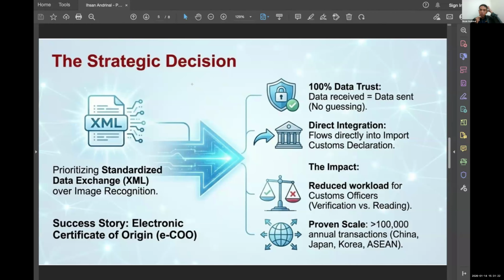Since 2020, we have processed over 100,000 transactions annually and have grown steadily every year with China, Japan, South Korea, and ASEAN partners. This proves that for the G2G context, standardized pipelines are more reliable than image recognition.